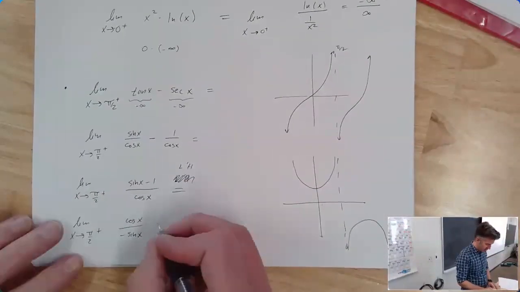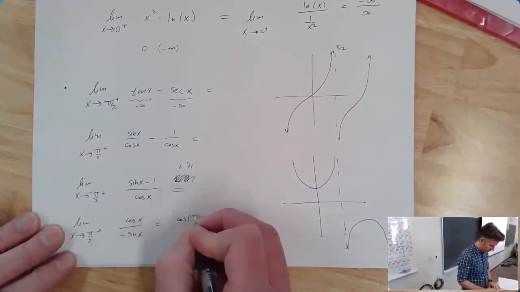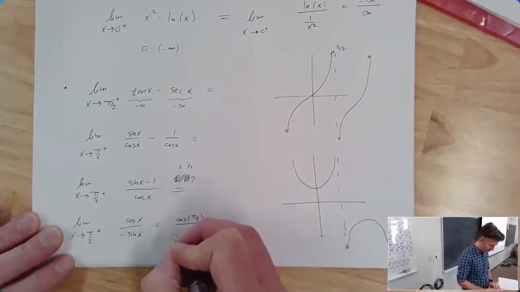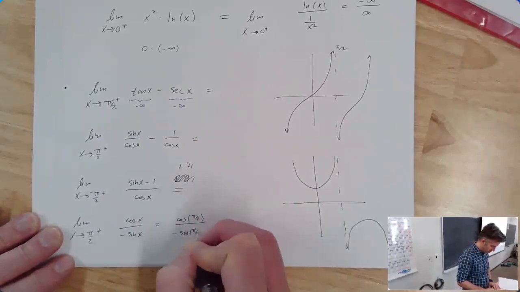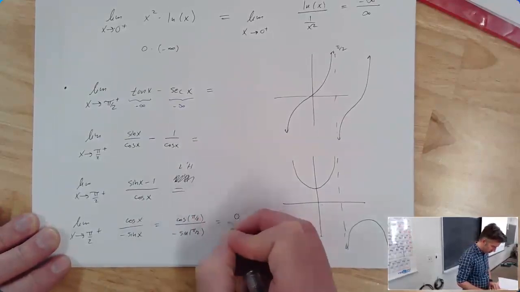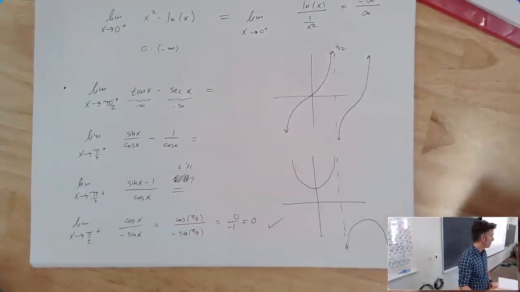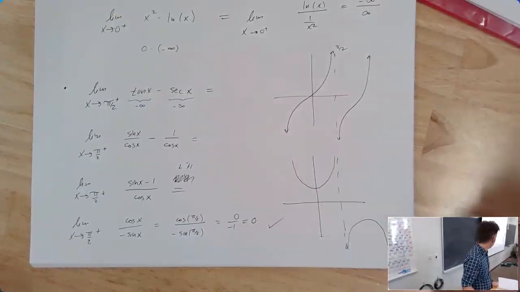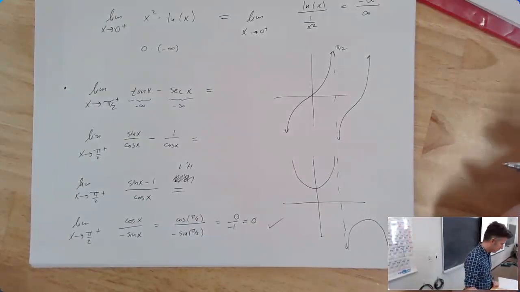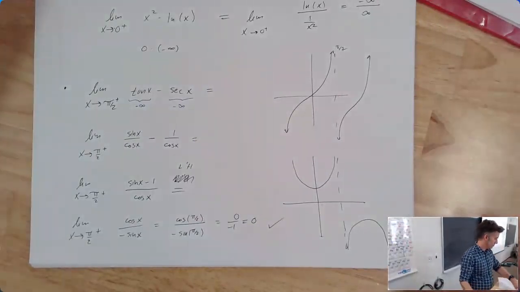Now if I plug in pi over 2, I get cosine of pi over 2, which is 0, over negative sine of pi over 2, which is 1. So I get 0 over negative 1, which is 0. So in this case, the infinities were about the same size. So usually when you're given an infinity minus.